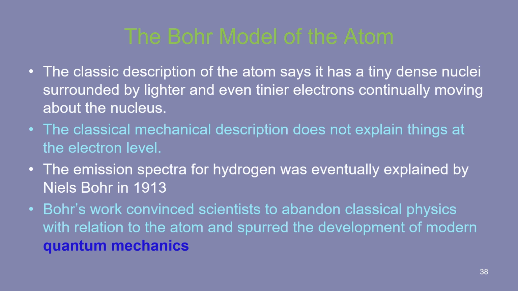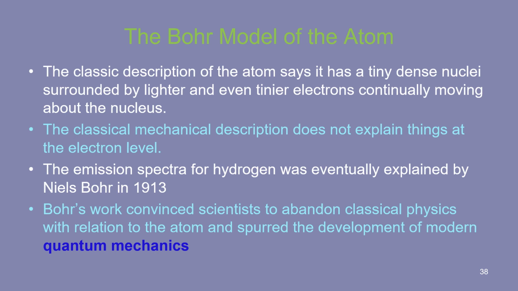So Bohr used this idea to further his idea. The classic description of the atom says that it should have a tiny, dense nucleus, and all the electrons, which are even tinier, are moving about the nucleus. But we still didn't know how those electrons were moving. Classical mechanics thought that electrons were just orbiting around the nucleus, sort of like the Earth orbits the sun, or the moon orbits the Earth. And so classical mechanics broke down again when things got to the electron level.